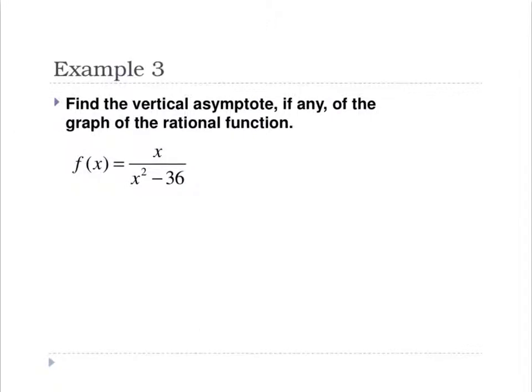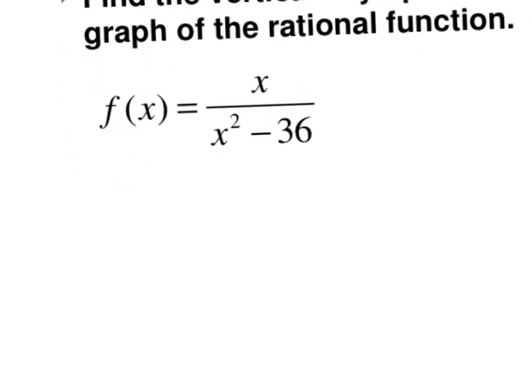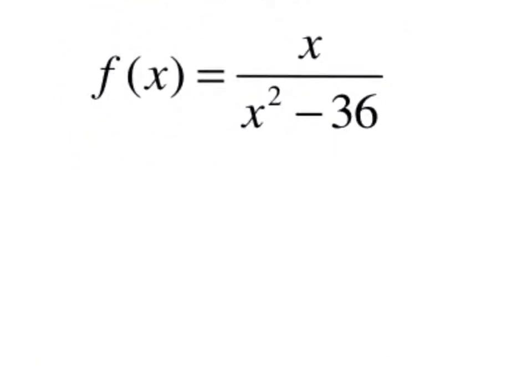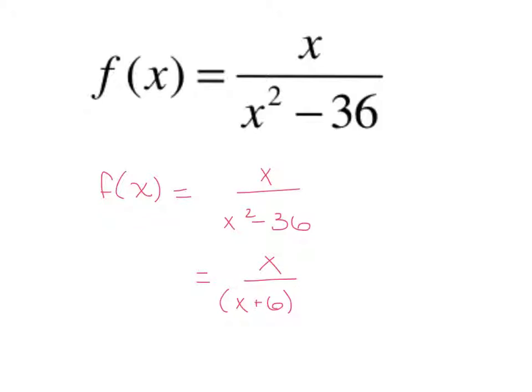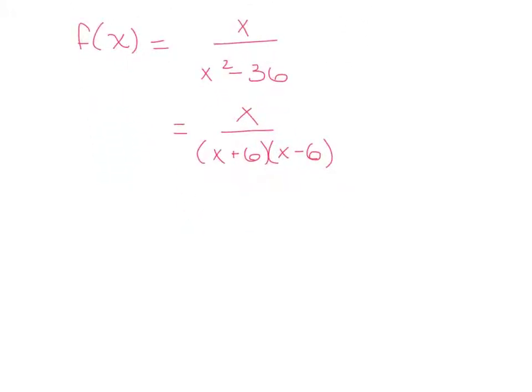Alright, so let's take a look at this third example. It says find the vertical asymptote, if any, of the graph of the rational function. So what I want to do is factor if possible first, then reduce, and then identify my vertical asymptote. We can factor the denominator into x plus 6, x minus 6, because we took a look at this before, remember? Does anything reduce from there?